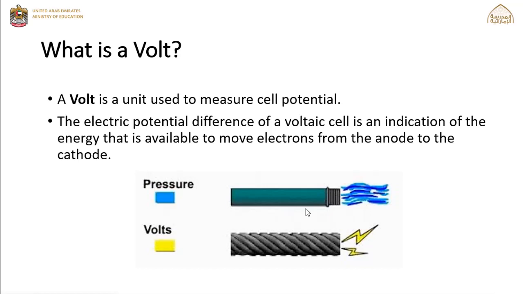We have been hearing volt when it is connected with the electricity flow. Volt is a unit used to measure cell potential. The electric potential difference of a voltaic cell is an indication of the energy that is available to move electrons from the anode to the cathode. If the voltage is higher, the movement will be faster.